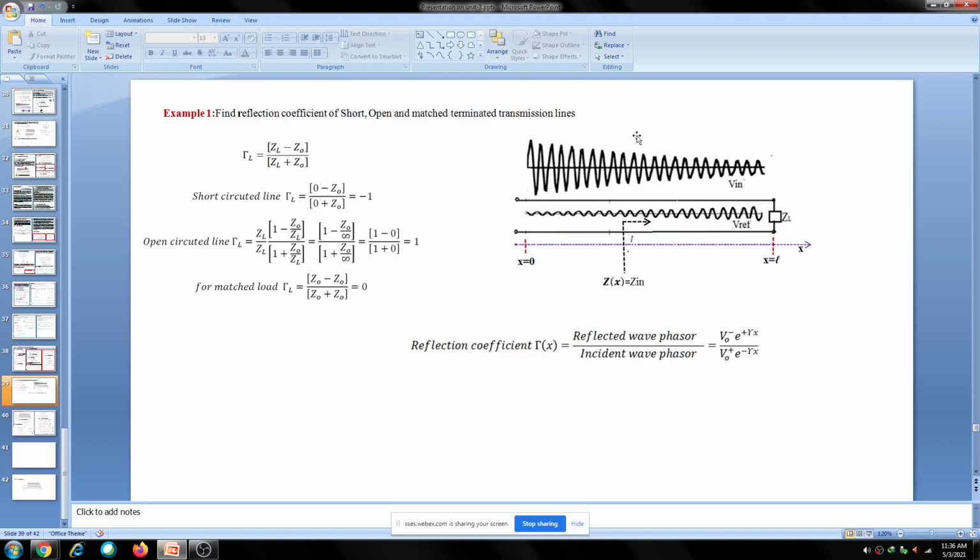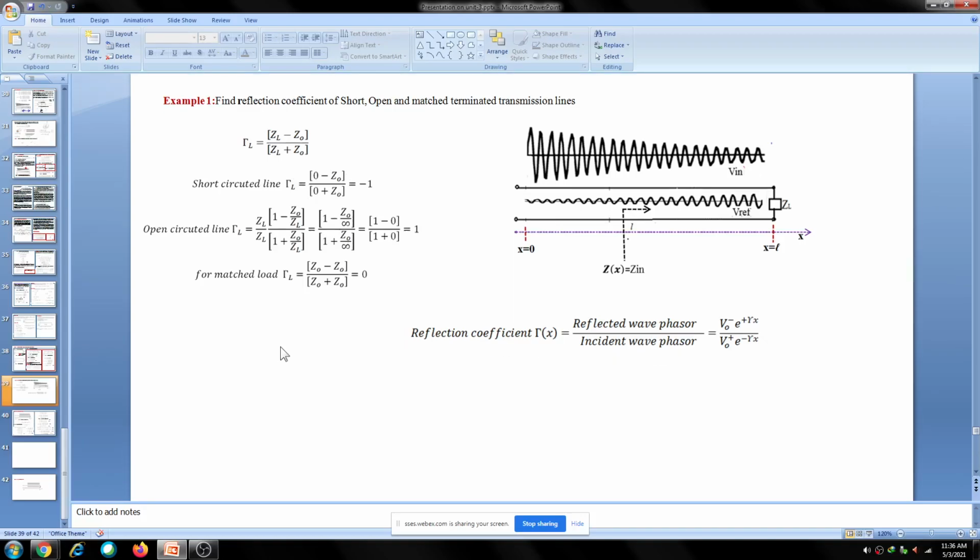Questions are based on the problem. If all 4 are given, and I have given only 3, short, open and matched, it is easy like this, you can do. This question may carry 6 marks. If load ZL other than these 3 is given, then you have to do one more calculation, so that question may carry 8 marks. Okay, like in the examination.